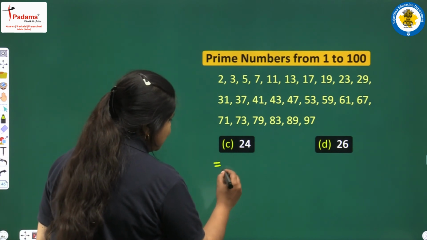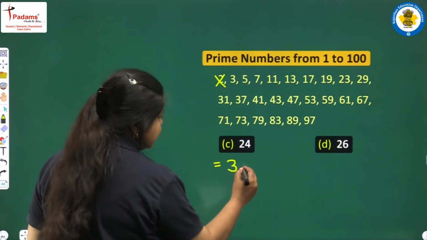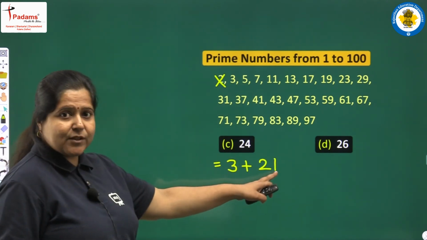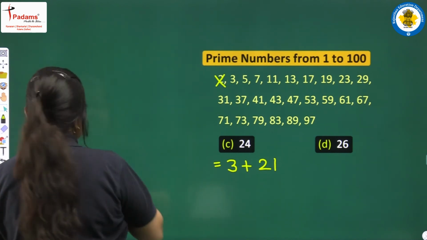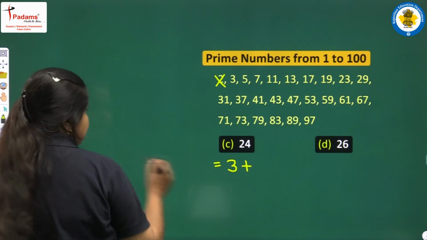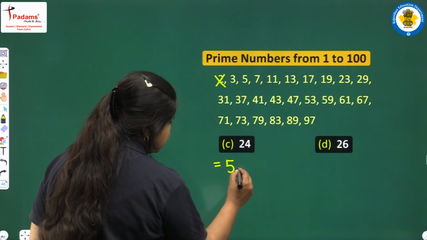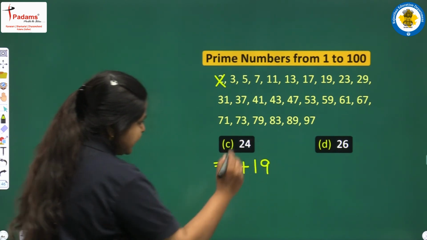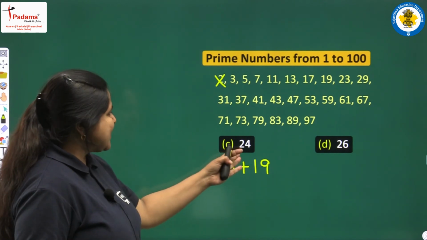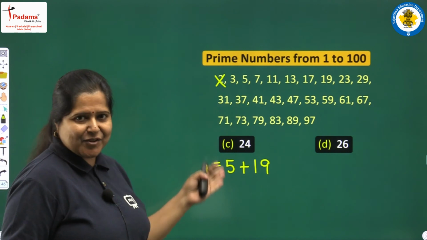24. Again, we need to break this 24. If we take the first one as 3, then the second one will be 21. But this 21 is not a prime number, so we will not take it. Then what we will do? We take some other numbers. If we take 5 as the one number, then we have 19 plus 5. Yes, both of these are prime and their sum is coming out to be 24. Similarly, you can search for other such pairs.